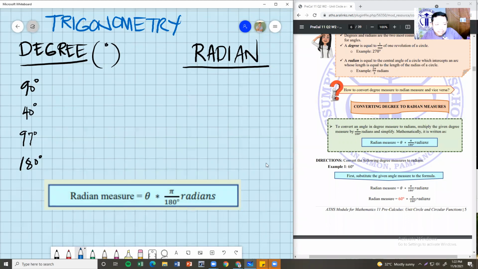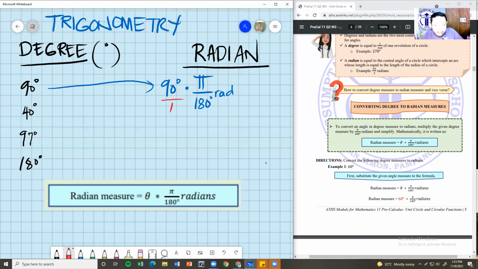For example, let's use 90. So we have 90 degrees. We need to multiply it by pi over 180 radians. Okay? And we just have to simplify it now. So therefore, this is 90 times pi over 180 rad. All we have to do, of course, this is over 1.